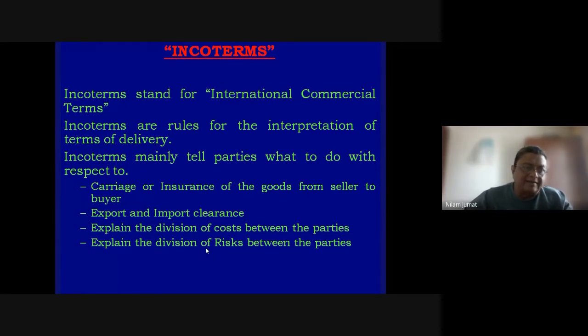Now like that, okay. And then you take it to the warehouse of the importer. While unloading at the warehouse of the importer, the goods break. Then who is responsible? All this, and who pays for this, is what Incoterms is about. So I'll just show you.